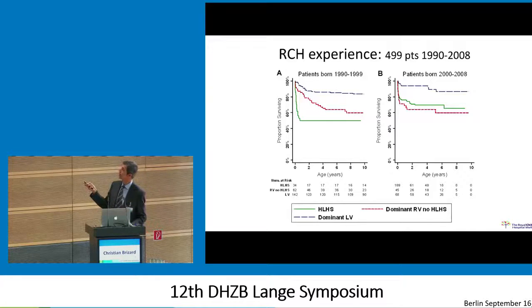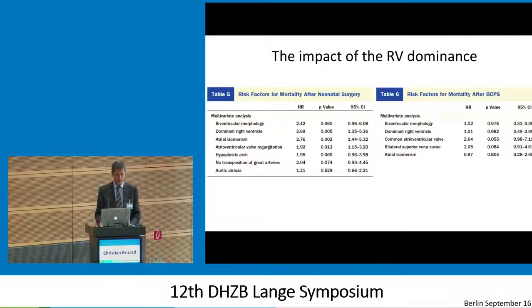And you can see that after the second stage palliation, the curves have exactly the same shape, so that the difference between these three curves relies on the stage before the BCPS. And this is demonstrated where you have in neonates, after neonatal surgery, the right ventricular dominance has a hazard ratio of almost 3, whereas after the BCPS, the dominance right ventricle do not have any significant hazard ratio.